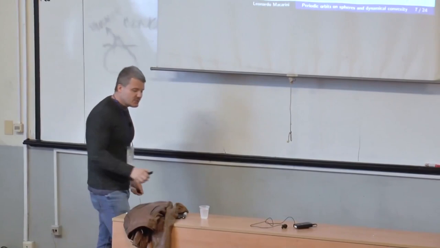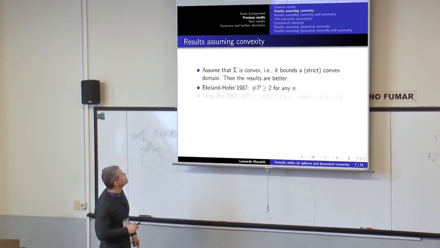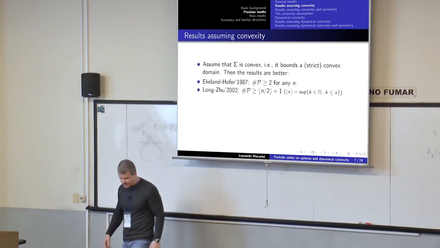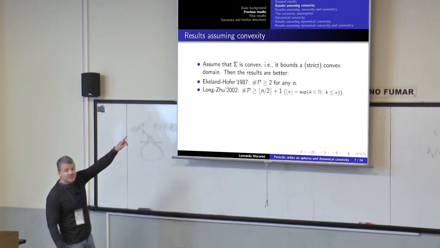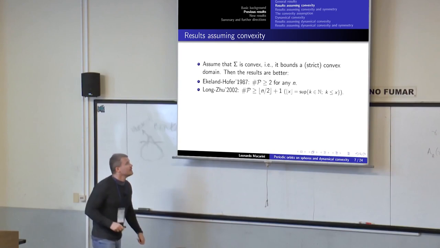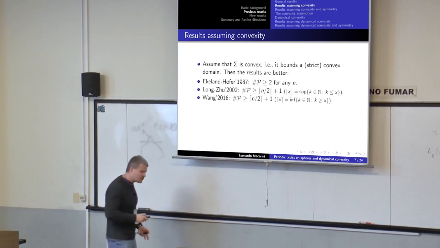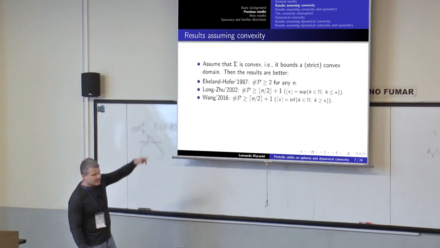The first result is due to Ekeland and Hofer. They proved that in any dimension you have at least two simple periodic orbits, in 1987. And then a very important, remarkable work of Long and Zhu of 2002. They proved that you have at least the floor of n over 2, plus 1 periodic orbits. Wang, who was a student of Long, improved these bounds when n is odd, getting the ceiling of n over 2, plus 1. Okay, so improved by 1 when n is odd.